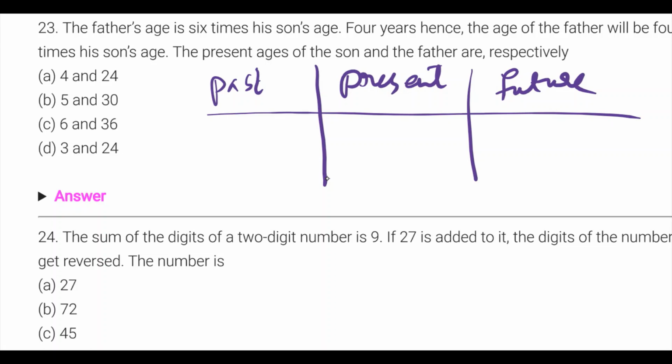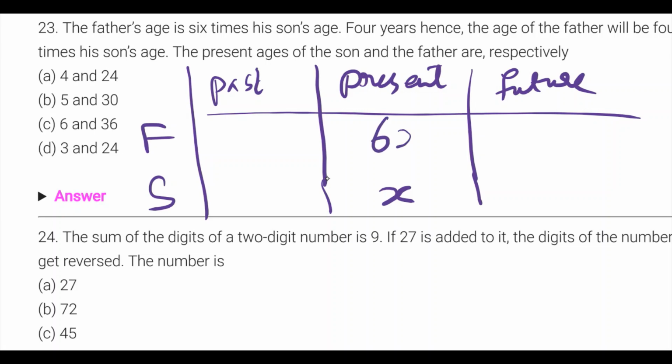The father's age is 6 times his son's age. Let us say we have the father and the son. If the present age of the son is x, then the father's age is 6 times of his son, which is 6x. 4 years hence, the age of the father will be. The meaning of 4 years hence is after 4 years, like we are going into the future. So after 4 years, the age of the son will be x plus 4.